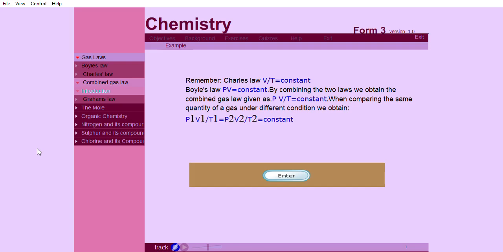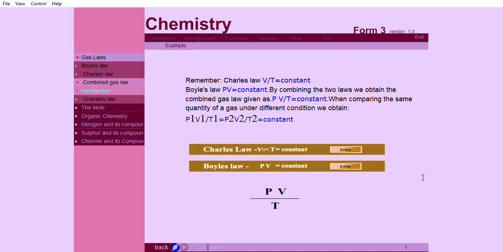is equal to a constant. When comparing the same quantity of a gas under different conditions, we obtain P1 multiplied by V1 divided by T1 is equal to P2 multiplied by V2 divided by T2, which is equal to a constant, where P1 is initial pressure, T1 is initial temperature, V1 is initial volume, P2 is final pressure, T2 is final temperature and V2 is final volume.